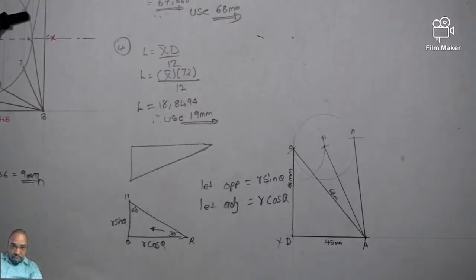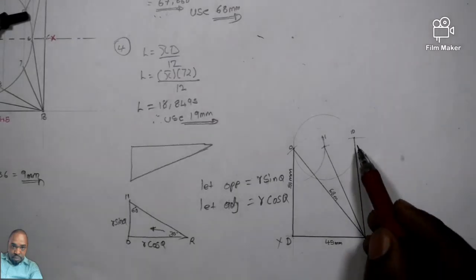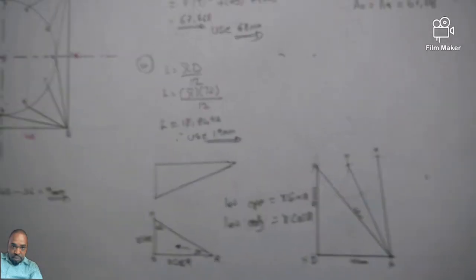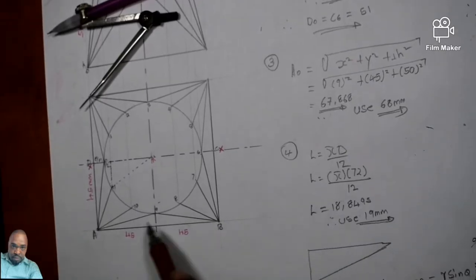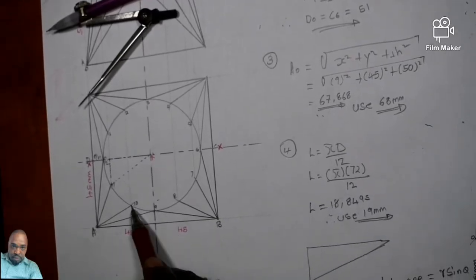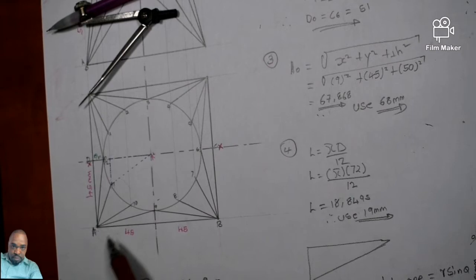Here. And now we are going to look at point 9. Go back to your top view. Which one? A9. A10 we've gotten. A11 we've gotten. A9, get it.